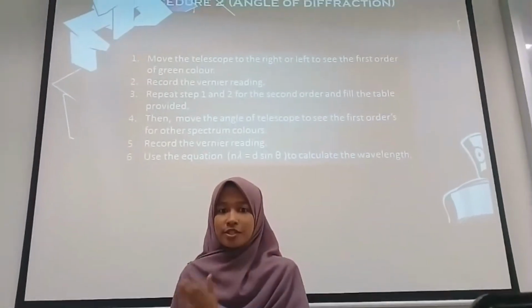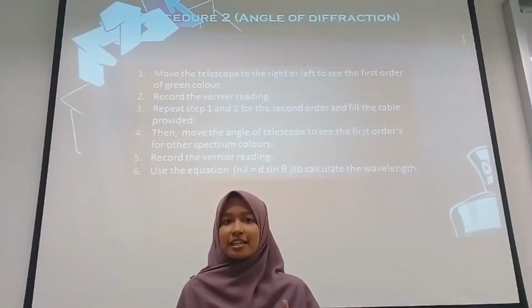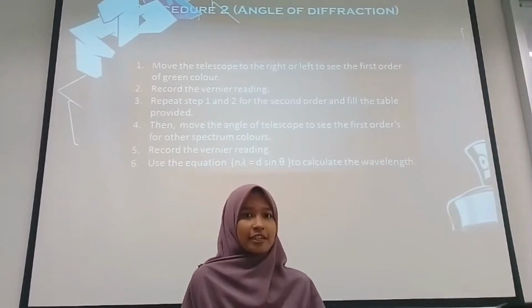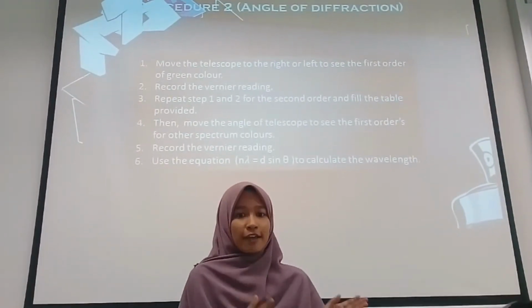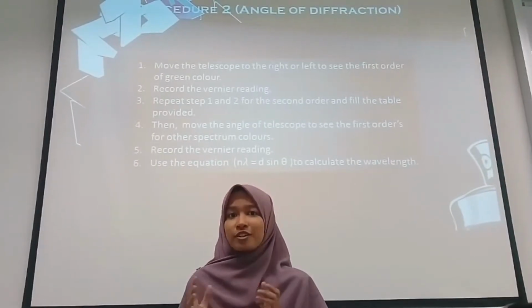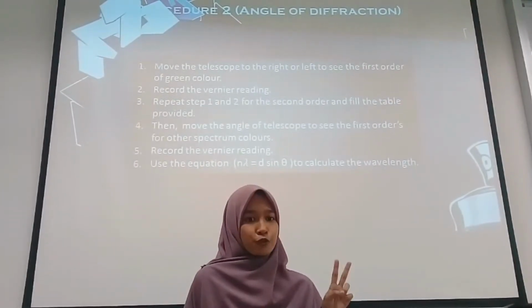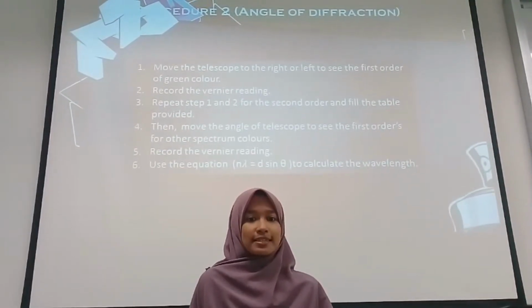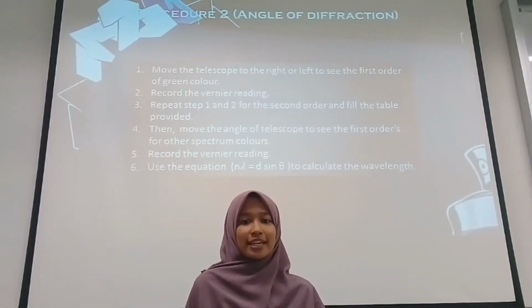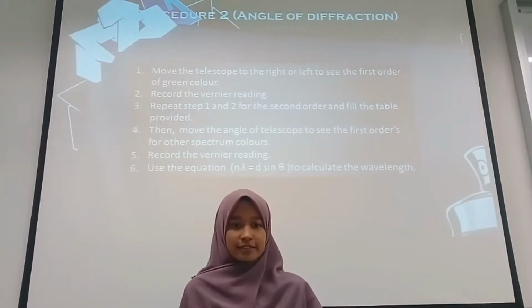For the second procedure, it is about the angle of the diffraction. Step number 1, move the telescope to the right or left to see the first order of green color. Number 2, record the vernier reading. Number 3, repeat steps 1 and 2 for the second order and fill the table provided.